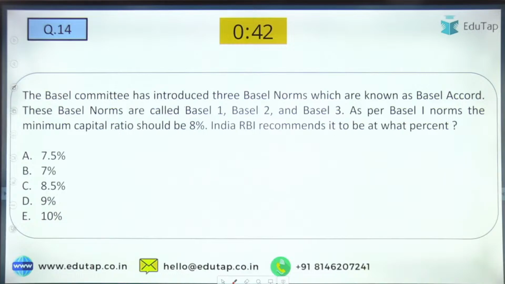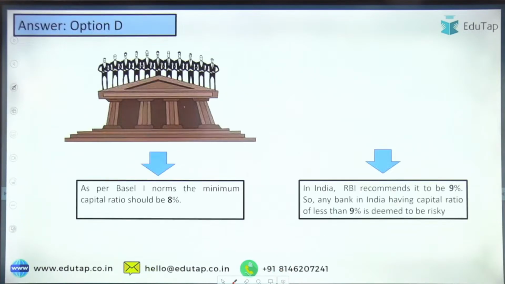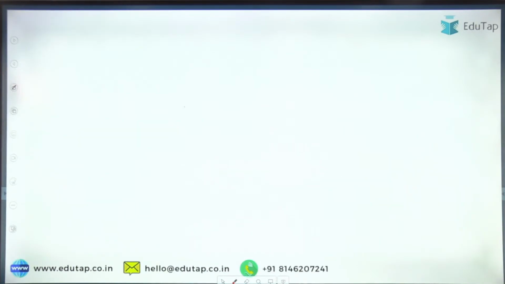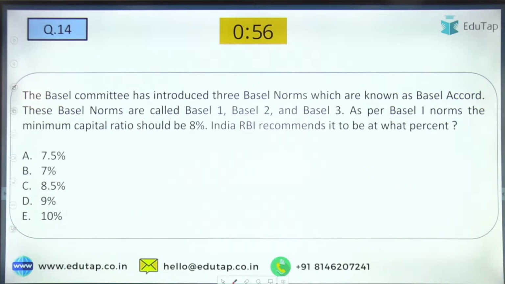Now let us move on to the next question, question number 14, which is regarding the Basel Committee. So the Basel Committee has introduced the Basel norms, which are known as Basel Accord. These Basel norms are called Basel 1, 2, 3. As per Basel 1 norms, the minimum capital ratio should be 8%. India RBI recommends it to be what percent?